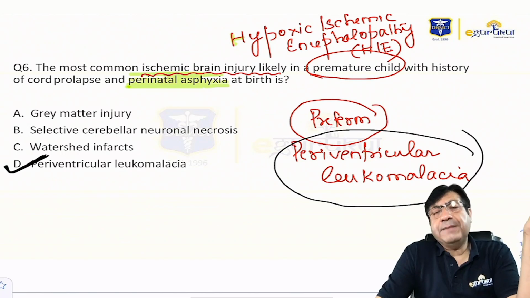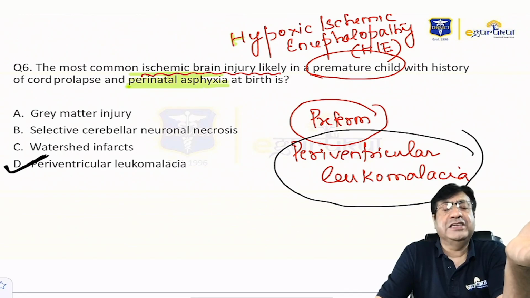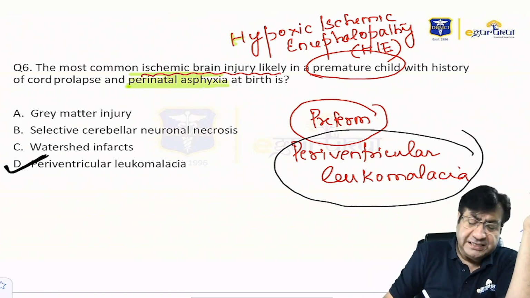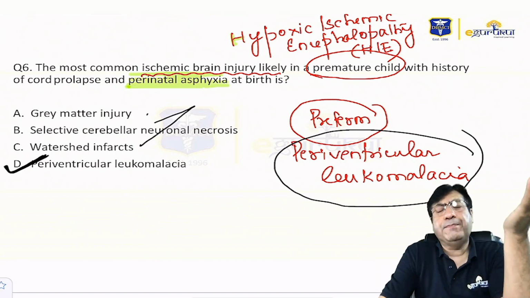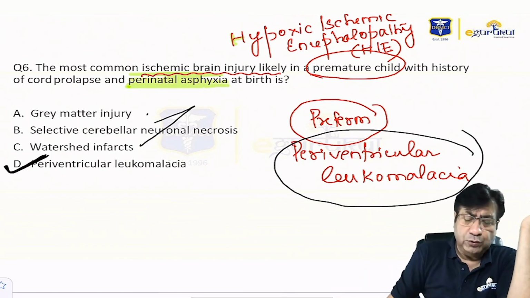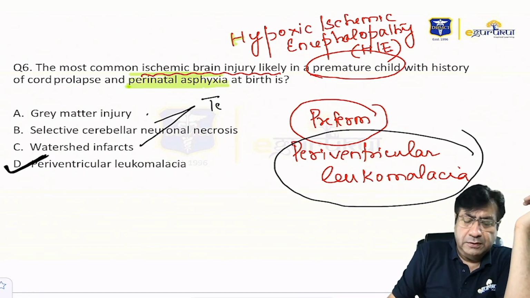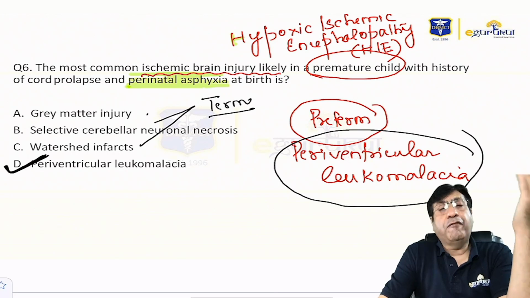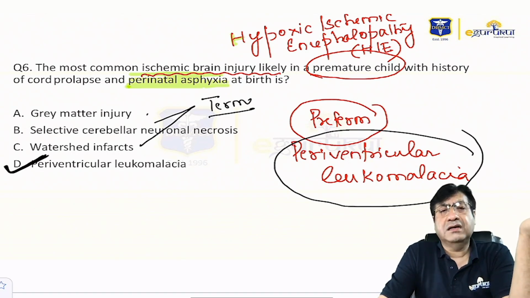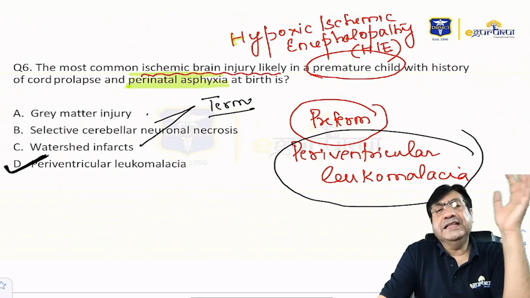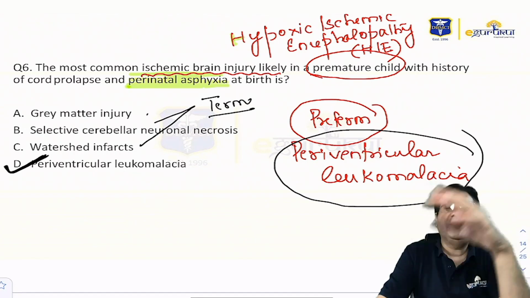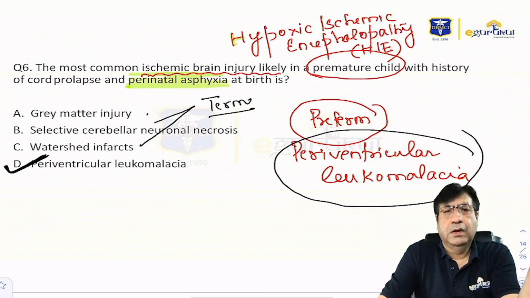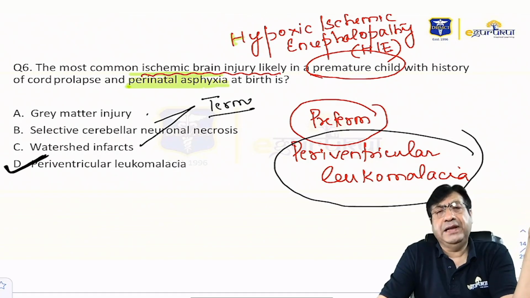In term newborns, the type of injury that more commonly occurs are the types of injuries mentioned in options A, B and C. Rather, not A but B and C are the more common types of injuries seen to the brain in term newborns. In terms, whenever ischemic brain injury occurs, often selective neuronal necrosis can occur, and this can include selective neuronal necrosis even in the cerebellar area, often leading to infarcts in the cerebellar area.